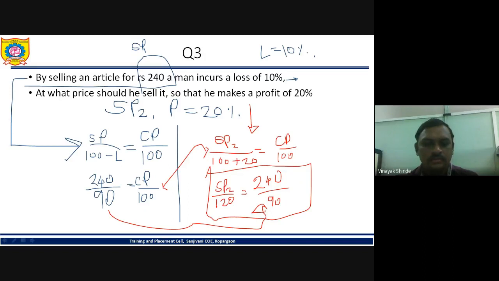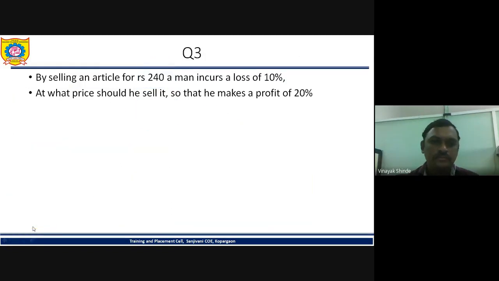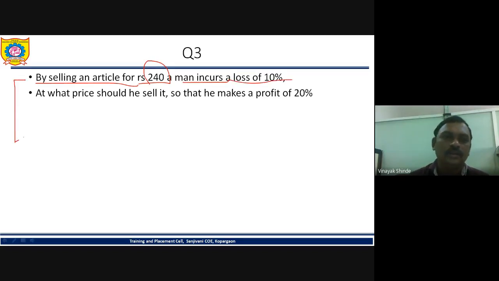Okay. So now let us solve this once again. Yeah. So what is given here in the first line? By selling an article for 240 rupees. So this is selling price. A man incurs a loss of 10%. तो अगर उसका सेलिंग प्राइस 240 है तो उसको कितना लॉस आता है 10%. तो ये सेलिंग प्राइस कितना है 90%. So 100 minus 10 is 90.